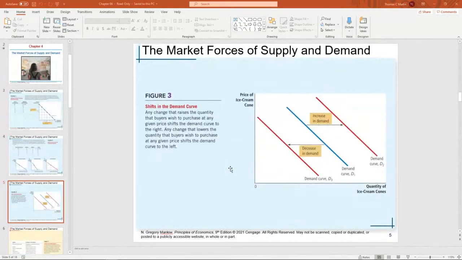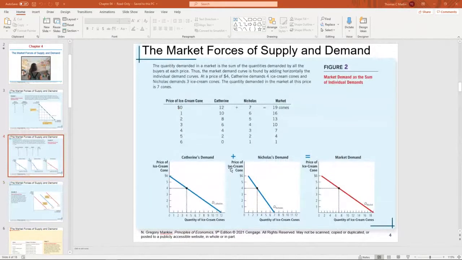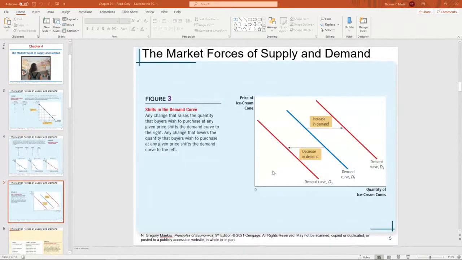But when we look at the demand curve, there's the market demand. There will be test questions on that. They'll just give you the individual demand and ask you to find the market demand. Very simple, just add them together.